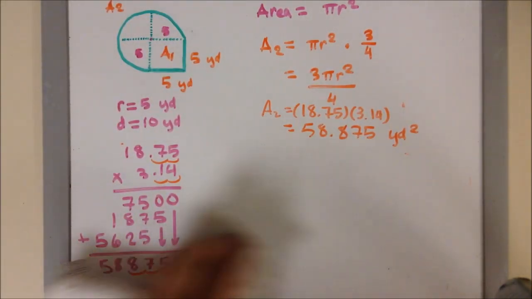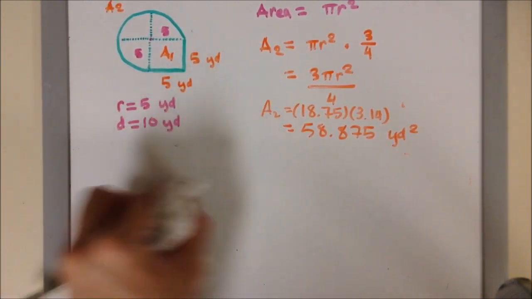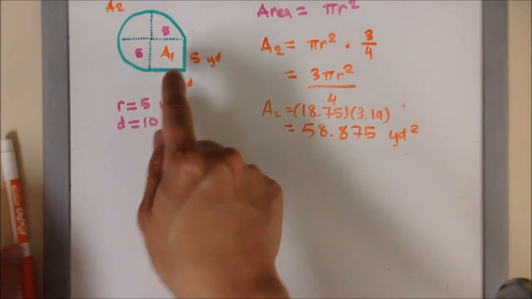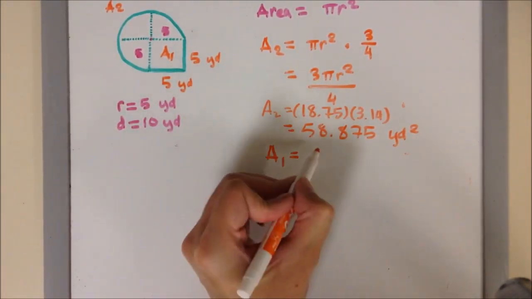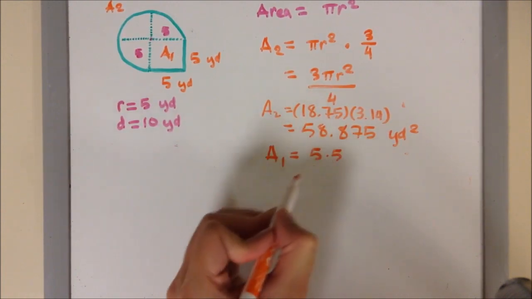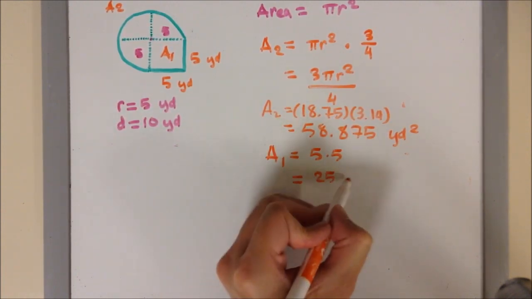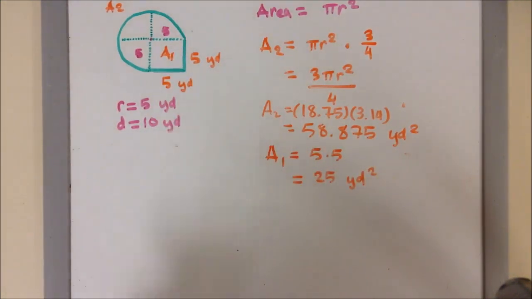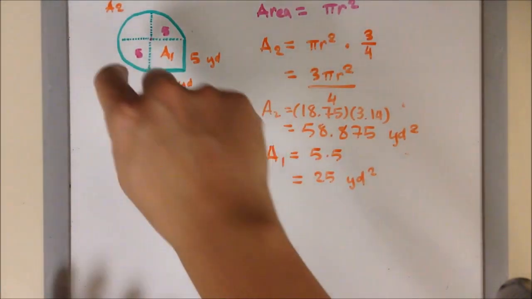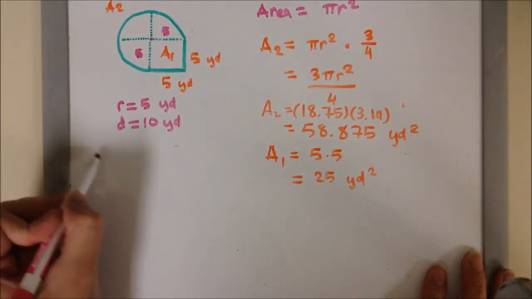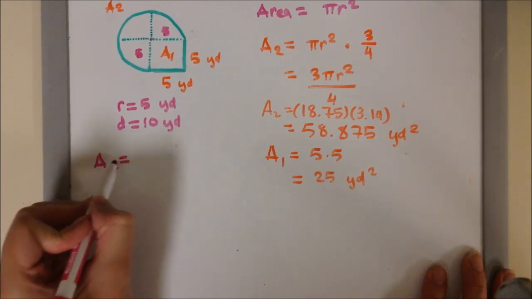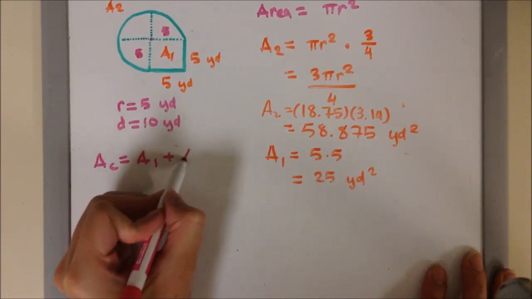Alright, I'm going to erase this to make more room. Now, we need to find the area of this little square. So my A1 is basically 5 times 5, which is 25 yards square. So from there, I'm going to do my AC, because I found the area of this 3/4 of a circle and this little square. So my AC is equal to A1 plus A2.